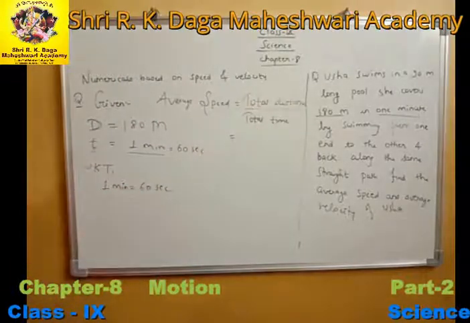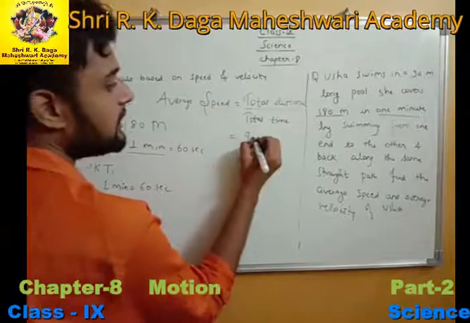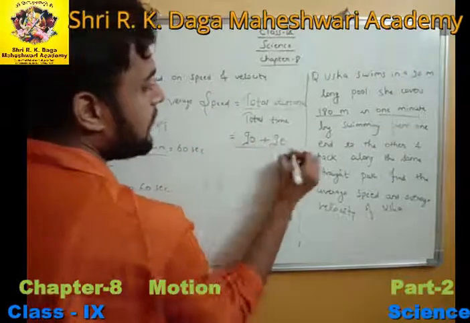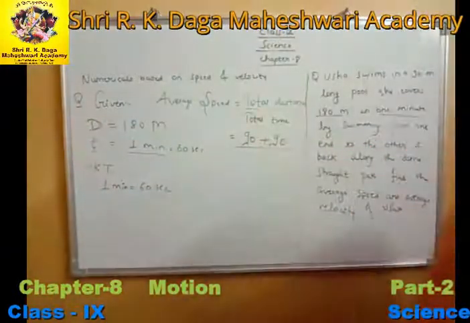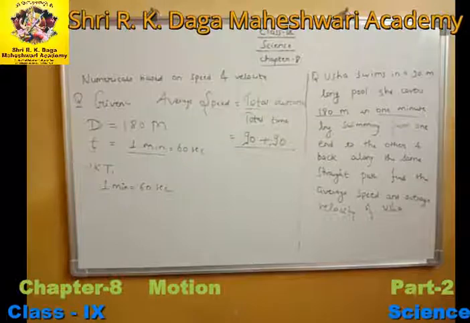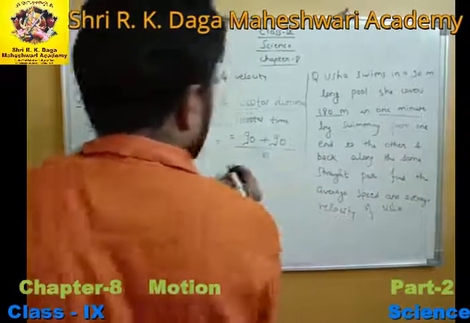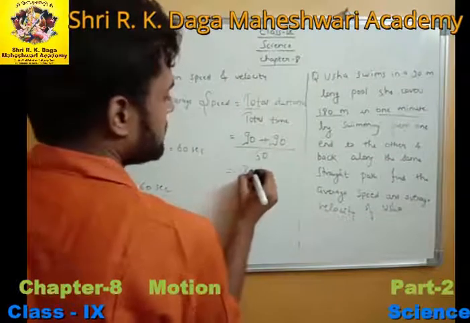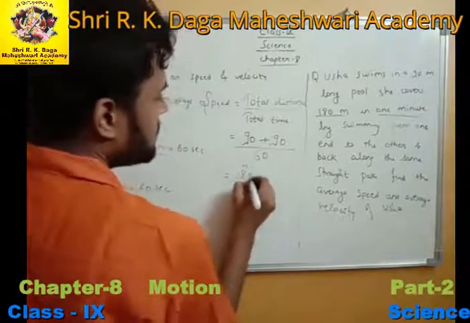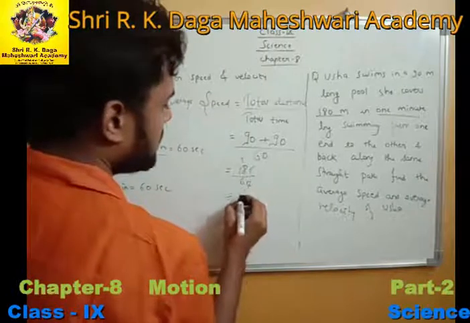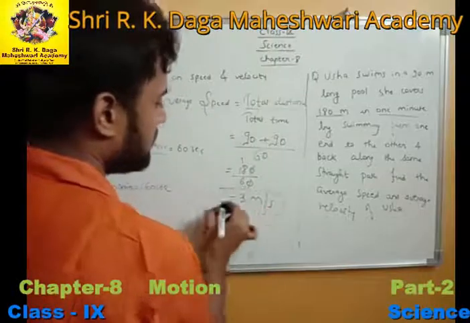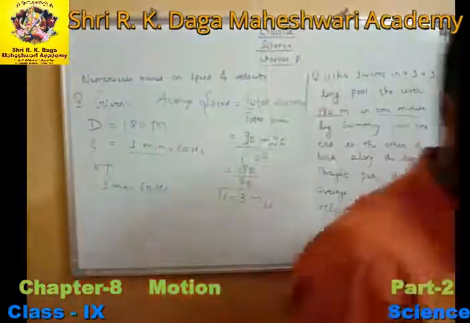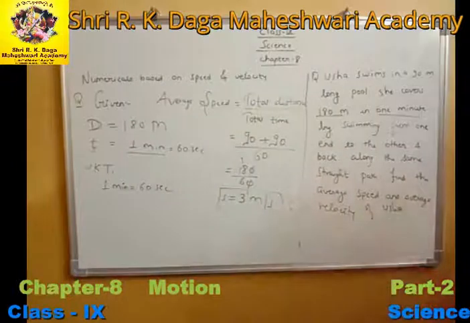So what is the total distance that she traveled? It is 90 plus 90, and the total time taken by her in the whole journey was 1 minute, that is 60 seconds, right? So from here 90 plus 90 will be 180 divided by 60. 0 and 0 cancel, 6 3s are 18. That is 3 meter per second. So she can swim with the speed of 3 meter per second.